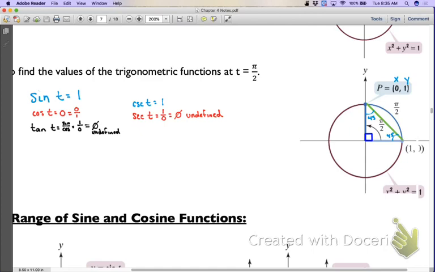And then the last one. What about cotangent? Is it going to be undefined just like tangent? If tangent is 1 over 0, what's the reciprocal of 1 over 0? 0 over 1. So it's just 0.